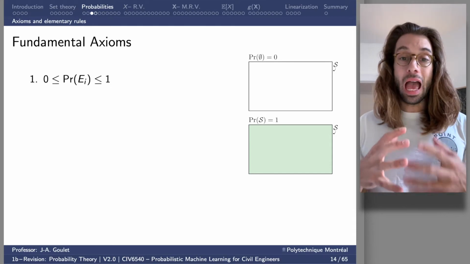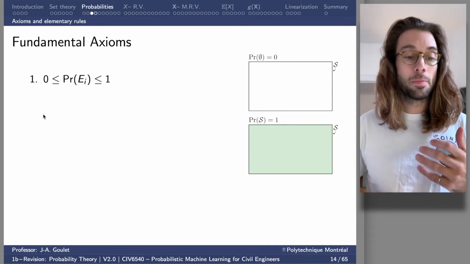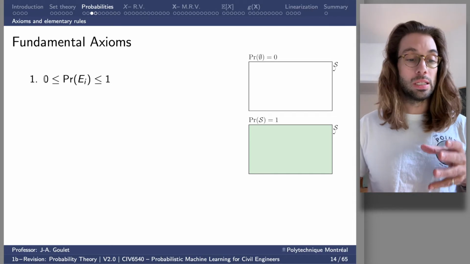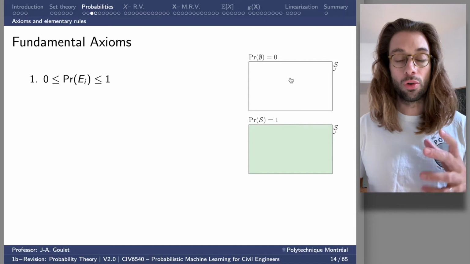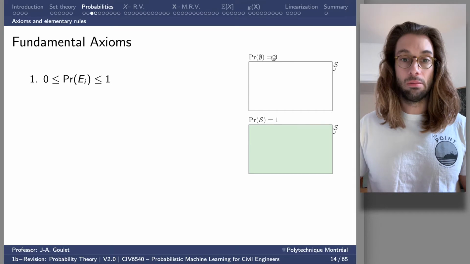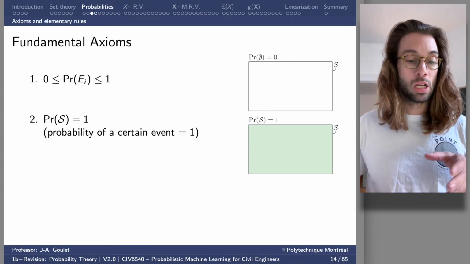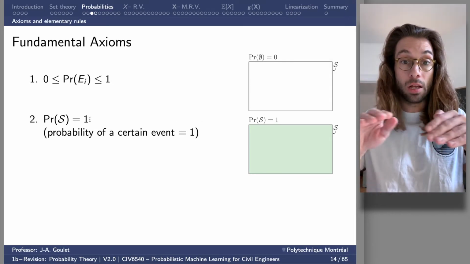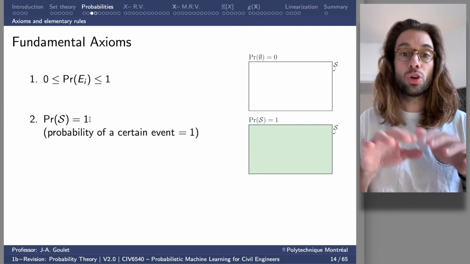What are the fundamental axioms of probability theory that we need to cover to understand what's coming next? First, the probability of an event is always bounded between 0 and 1, including 0 and including 1. For instance, if I have an empty set, the probability of the empty set is 0. On the opposite, the probability of the sample space is always going to be 1. As we just said, the probability of the sampling space is 1 because it's a certain event. The sampling space contains all the possible events, so the outcome is for sure going to be in that set.